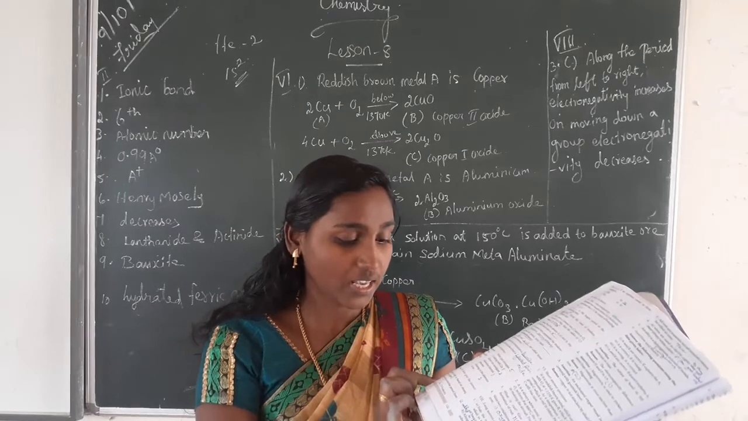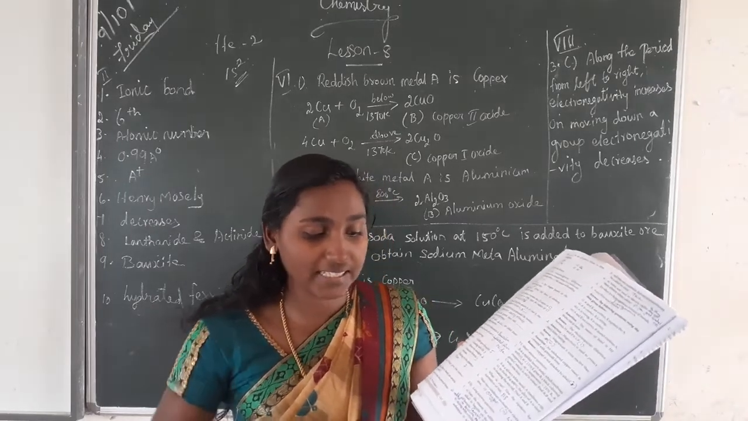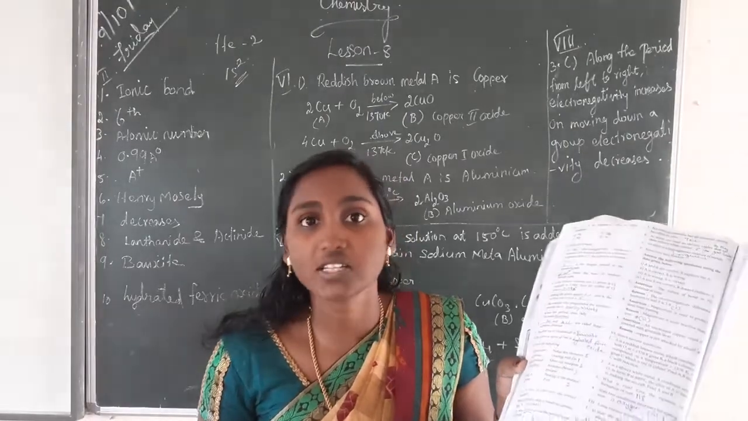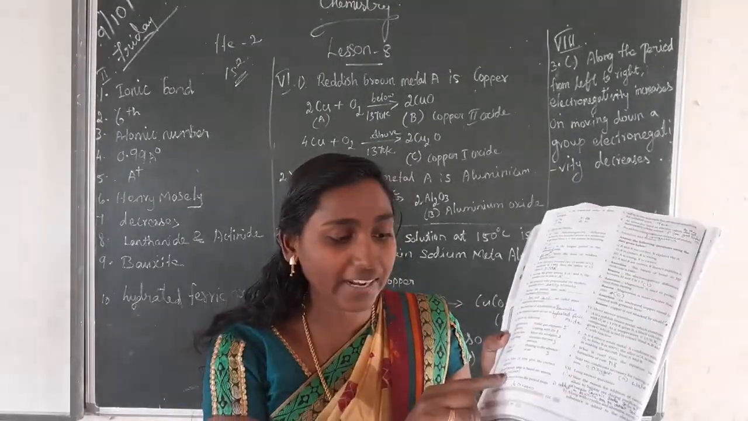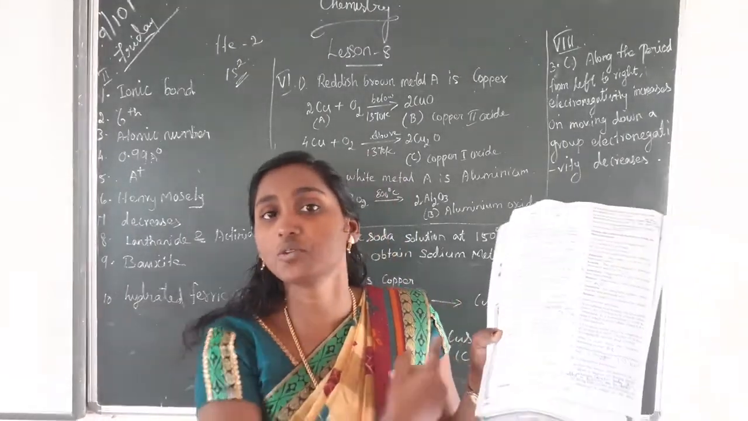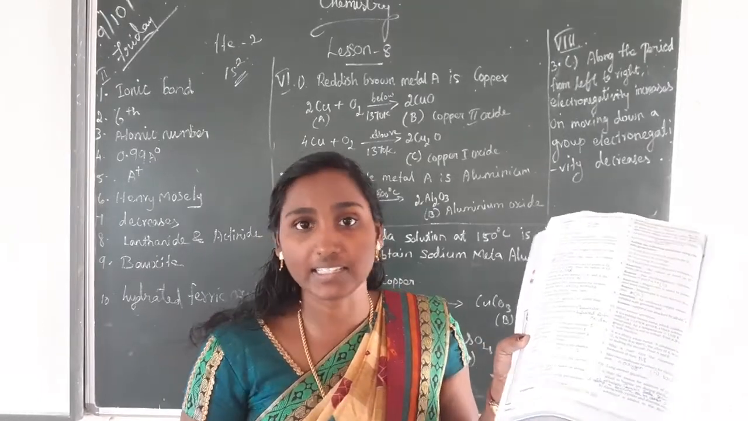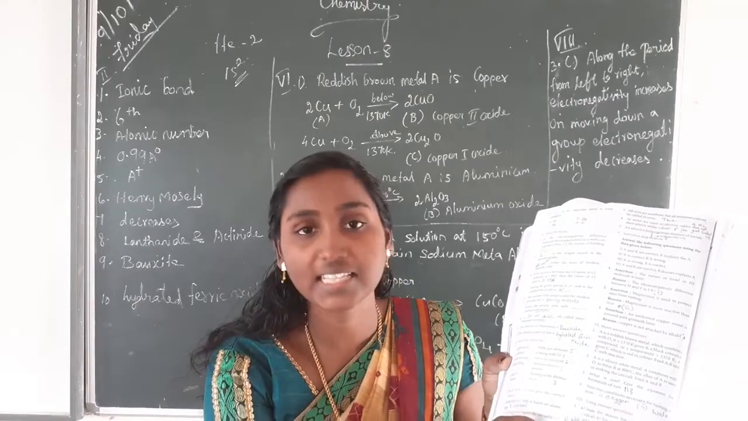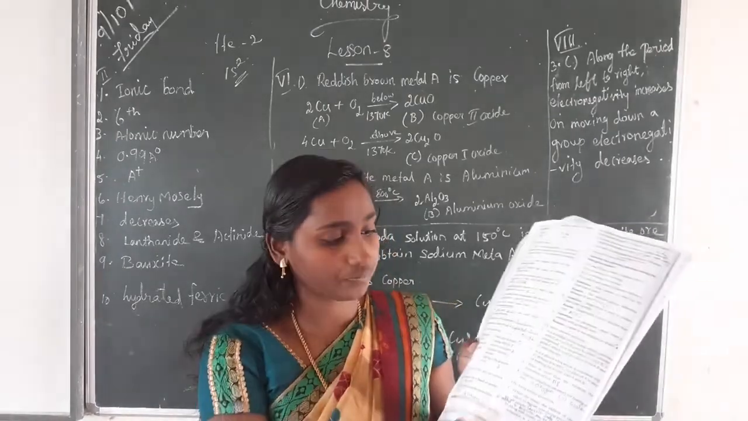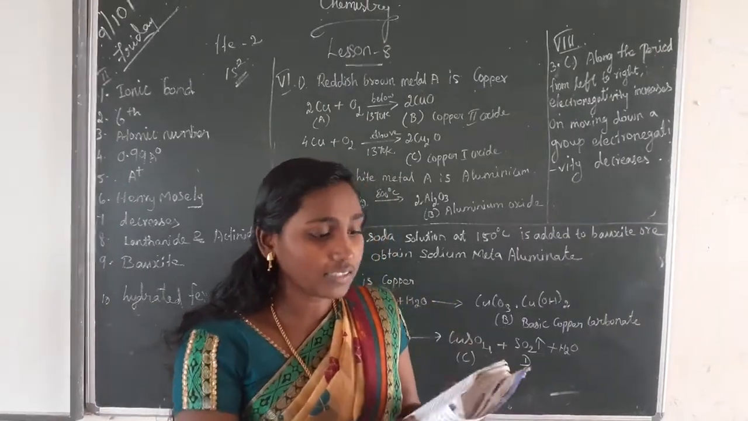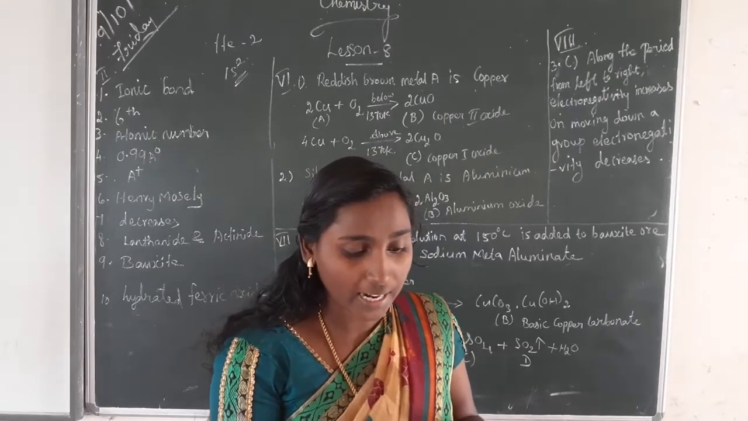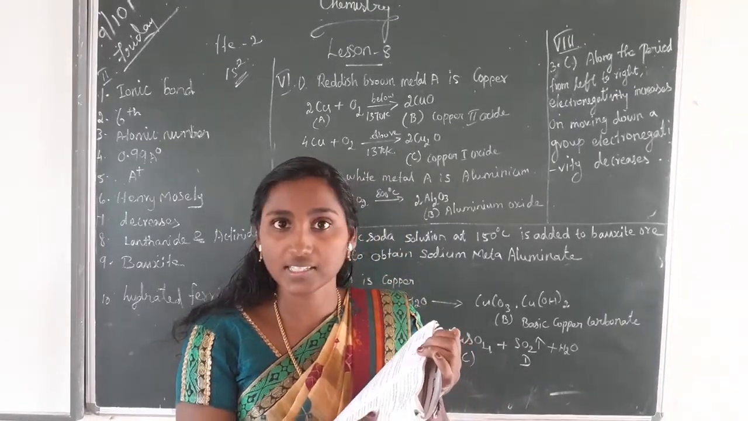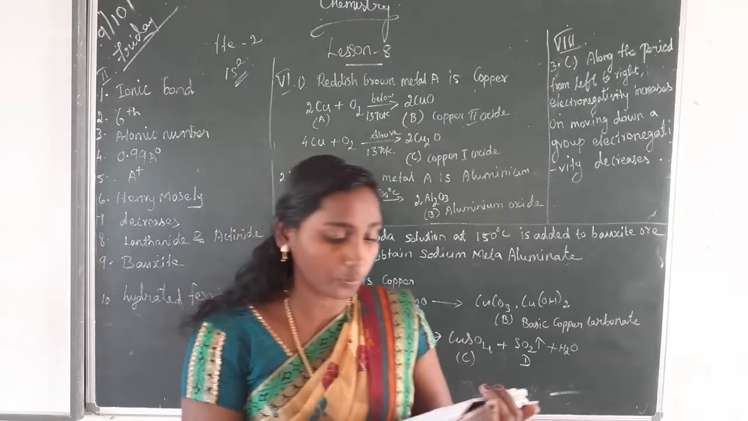Answer: false. Then second one, ionic radius increases across the period from left to right. Here also it is false. Ionic radius decreases from left to right. So underline the word increases and change it to decreases. Then third one, all ores are minerals, but all minerals cannot be called ores. That is right. So answer: true.